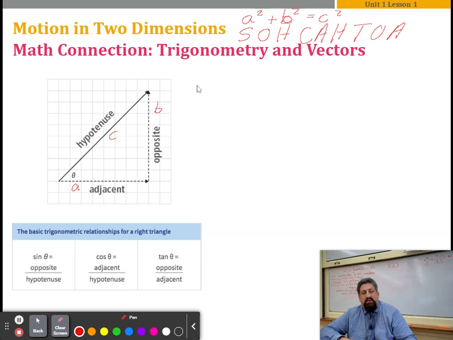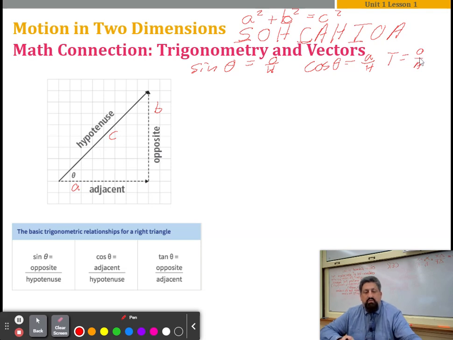Okay, SOHCAHTOA tells us the definition of sine, cosine, and tangent. The sine of an angle, the sine of theta, is equal to the opposite side over the hypotenuse. The cosine of theta is equal to the adjacent side over the hypotenuse, and the tangent of an angle is equal to the opposite over the adjacent.